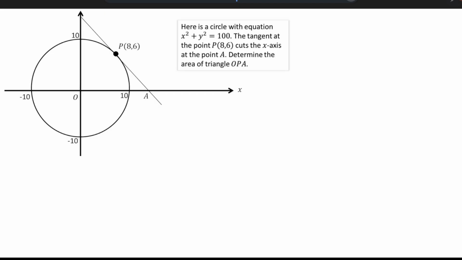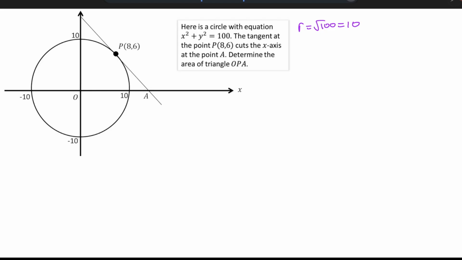Right, so let's review what we're looking at. We've been told that here is a circle with the equation given. So the first thing you can work out easily here is that the radius is equal to root 100, which is 10. The tangent at point P (8, 6) cuts the x-axis at A. So there's the point where the tangent and the radius meet, so we know that's going to be a right angle. And we know that point A is where it meets.